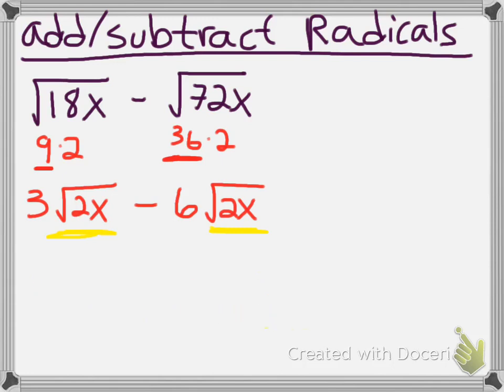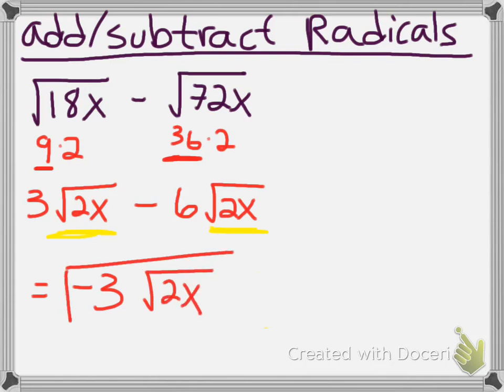So once you find out if they are like radicals, you can combine them. So 3 minus 6 gives you negative 3. And then the square root of 2x stays the square root of 2x. And that's how we're going to add and subtract these radicals. Let's go ahead and do another problem.